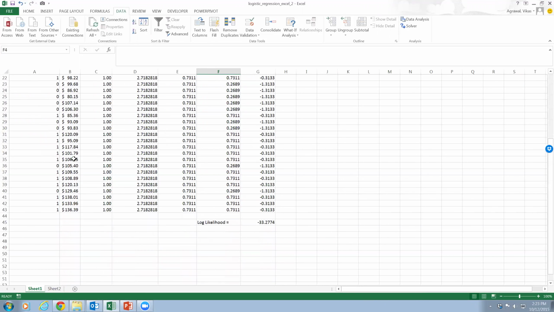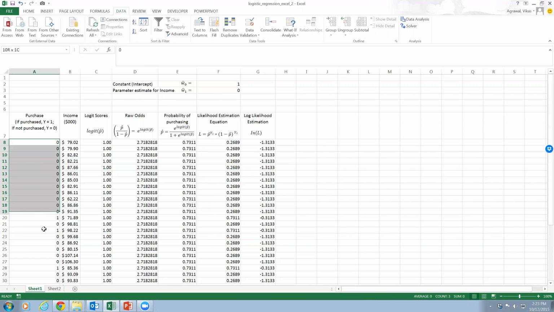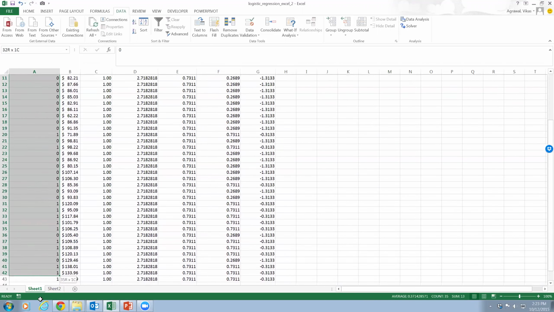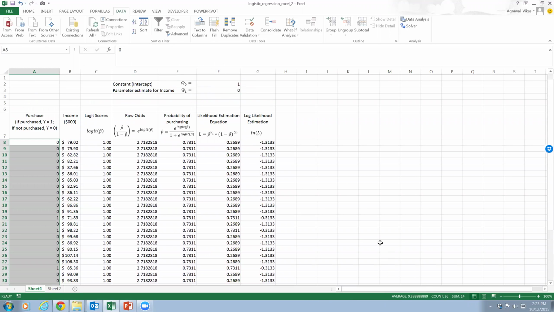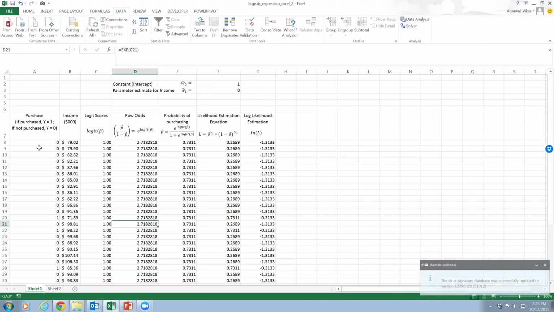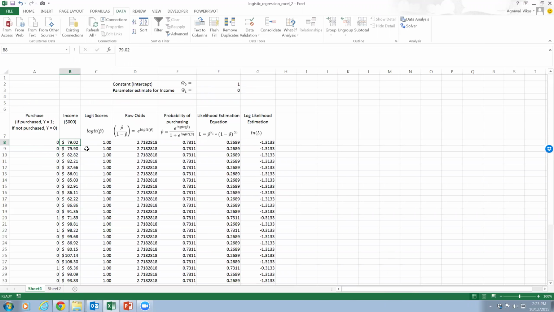So your data set is around, how many values do you have here? Let's say you have around 36 cases. So the sample size here is 36. Okay. So first of all, what we're going to do here is calculate the Logit score. So the Logit score here is simply given by this formula, as we have seen.